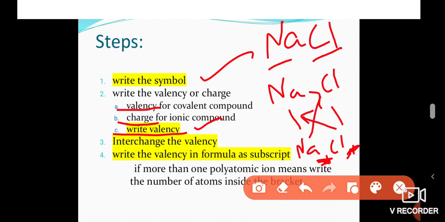Four steps, remember that. Write the symbol and write the valency. And third one, interchange the valency. And fourth one, write the valency in the formula as subscript. Symbol, valency, interchange, write as a subscript. Next we see the examples.